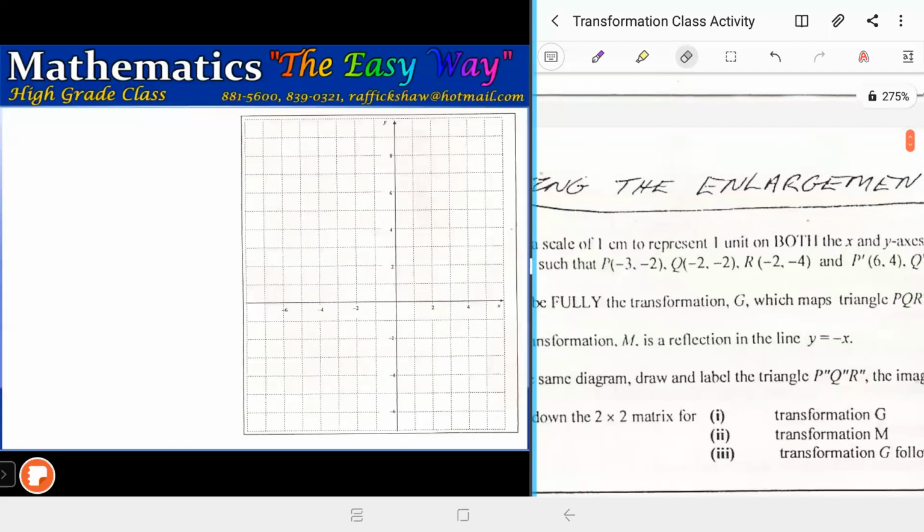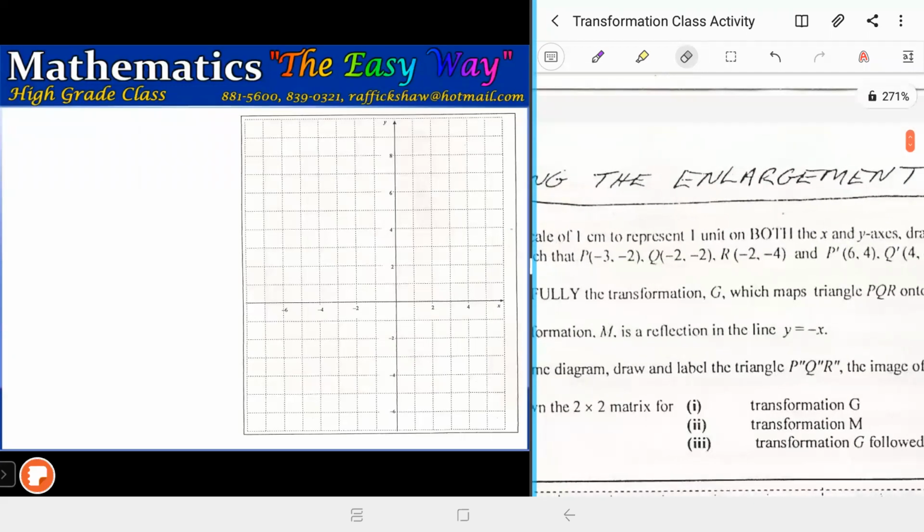So basically putting down those points. The first point is P. All right, let's put them on the graph over here. That is P. Careful, -3, -2. The next point is Q. Let's put it on the graph over here as well. That's -2, -2. That's where Q is. Next point is R, -2, -4. Put it on the graph over here again.